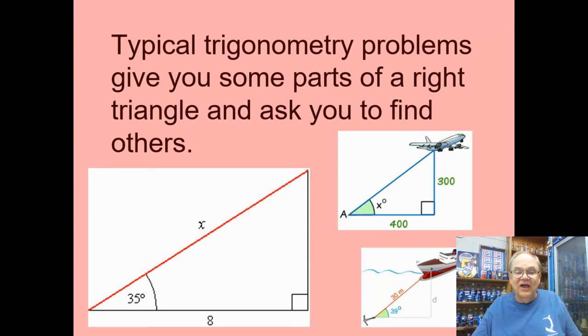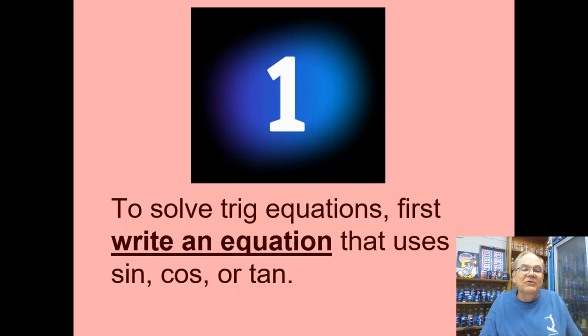Or you might want to find out how far away from the shore the ship in the bottom picture is. In all of these, we typically will have some angle that's marked. We know one of the sides, but we're trying to find something else. And to solve problems like this, we need to basically do it in two steps. What we're going to do first is write an equation that uses either sine, cosine, or tangent.